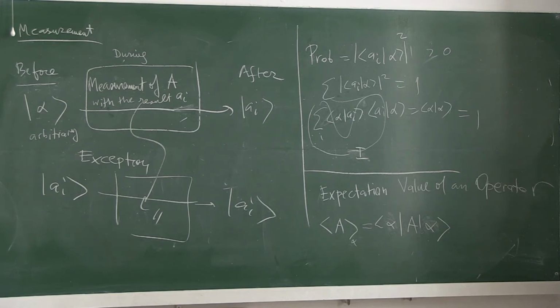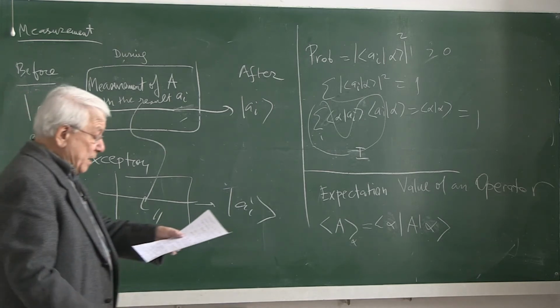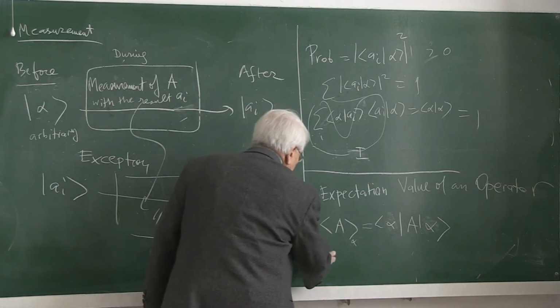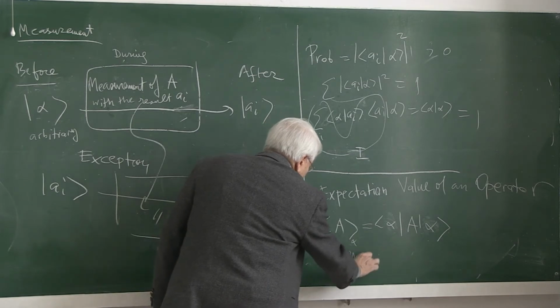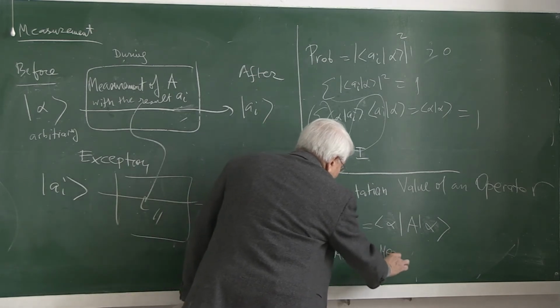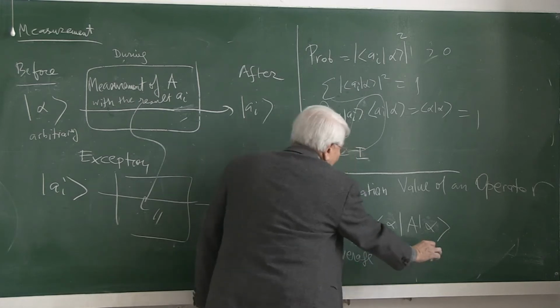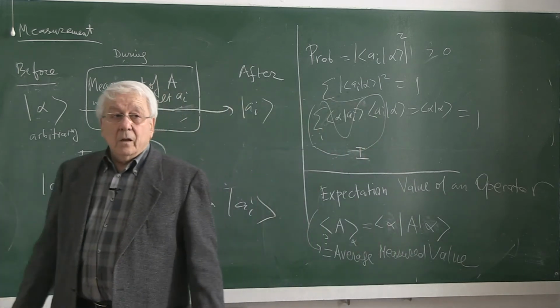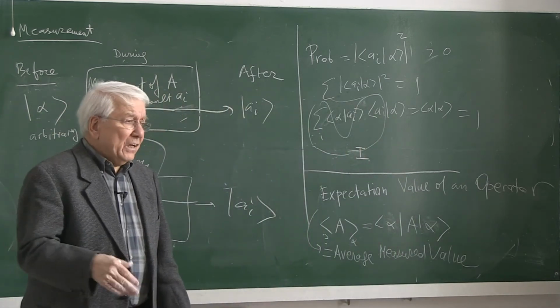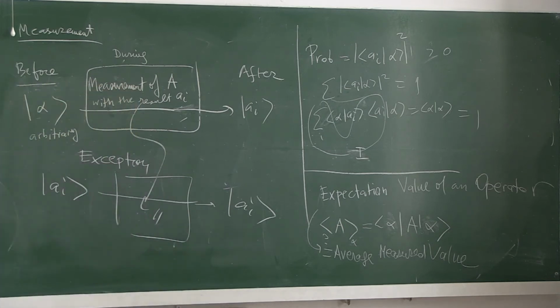Now there is a sort of inner feeling that it must be related somehow to the average measured value. Even the word that you're using to define it implies that. Expectation value, is it really the same as average measured value? Well, of course, the answer will be yes. Let's illustrate this. It's not too difficult to illustrate it. It's indeed the average measured value.